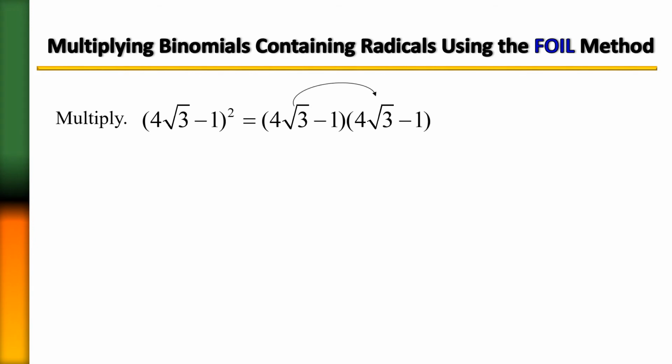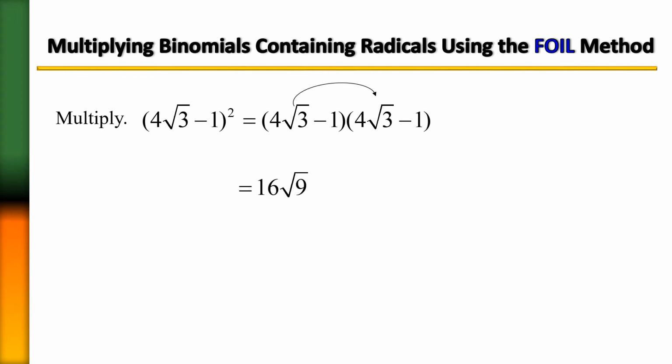multiplying outside with the outside, that would be 4 times 4, which is going to give me 16. Multiply the inside radicals together. Square root of 3 times square root of 3 equals square root of 9. So what we have is 16 square root of 9.